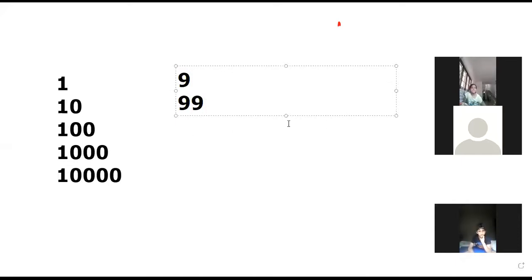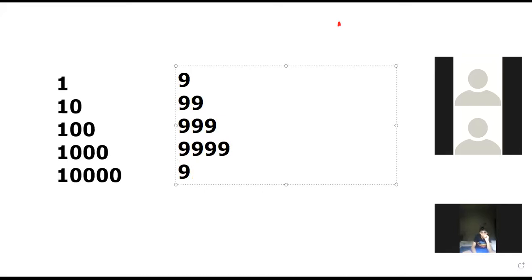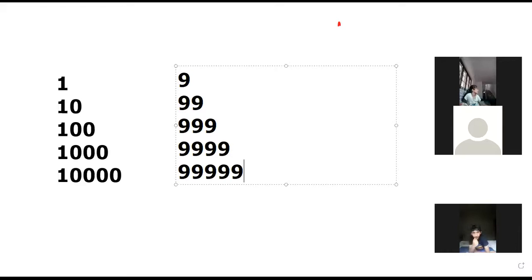Then, greatest three digit number is 999. Then, greatest four digit number is 9999. Then, what about greatest five digit number? Greatest five digit number is 99,999. Five nines is read as ninety-nine thousand nine hundred ninety-nine. These are the smallest and greatest numbers.